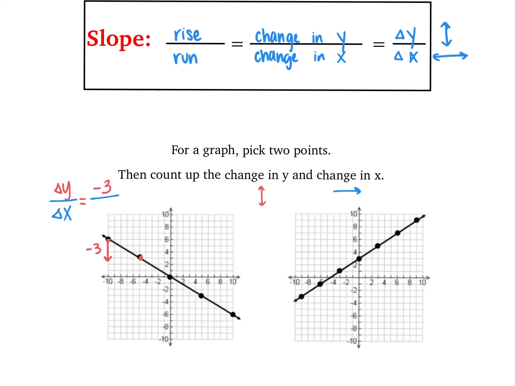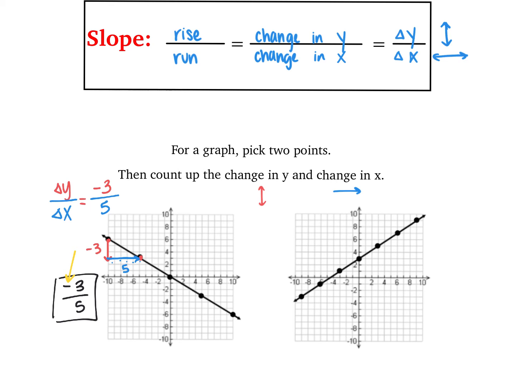Then my run, or my change in x, is how far over I moved. To get to that next point, I traveled 1, 2, 3, 4, 5 over for my run. So the slope of this graph would be -3/5, which shows you moved down 3 and right 5 to get to that next point. It's important to note that it is a negative number, and that's how you know that it's decreasing over time. So it's dropping 3, not going up by 3.